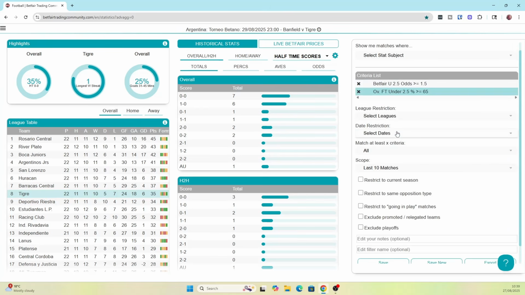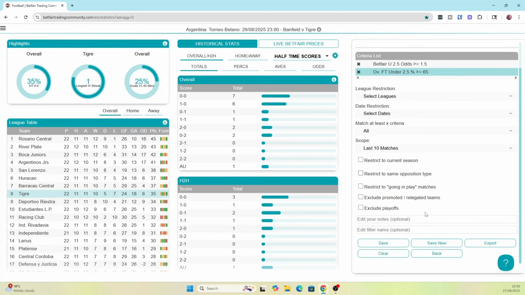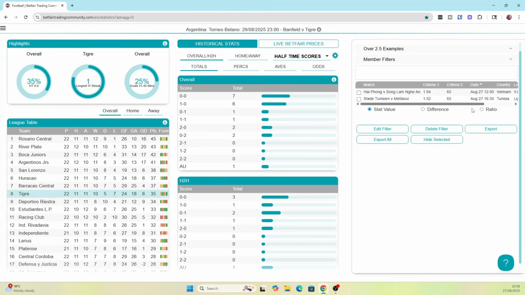Okay, so these 2 matches, we'll go back to it. They have under 2.5 goal odds above 1.5. And in their last 10 home for the home team, 10 away for the away team, under 2.5 has been 65% or more. Okay, so that could be the first thing I look at. And I've already narrowed down my selections quite a bit. And I wouldn't then go and trade this straight off the bat. I'd then have a look and see, right, well, where are the possible angles here? Is there anything else I need to be aware of?